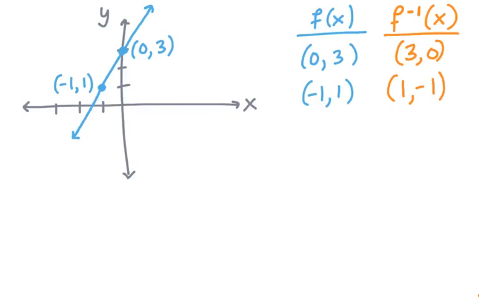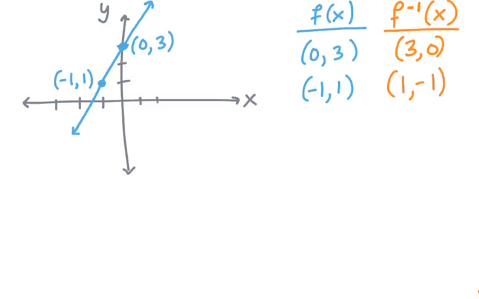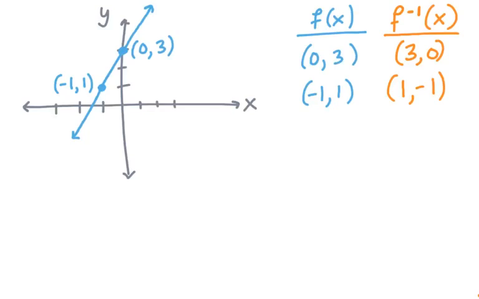Let's plot those on our graph, and then we'll connect the points and get the sketch of the inverse. So 3, 0 would be right here, and then we've got 1, -1 right in there. I'll go ahead and connect those orange dots, and that would be the graph of the inverse function.